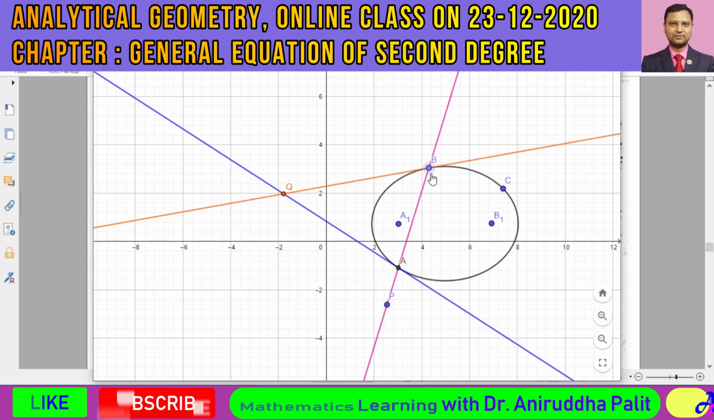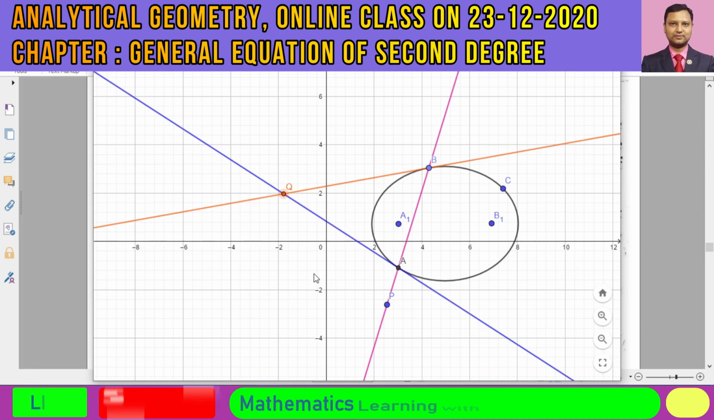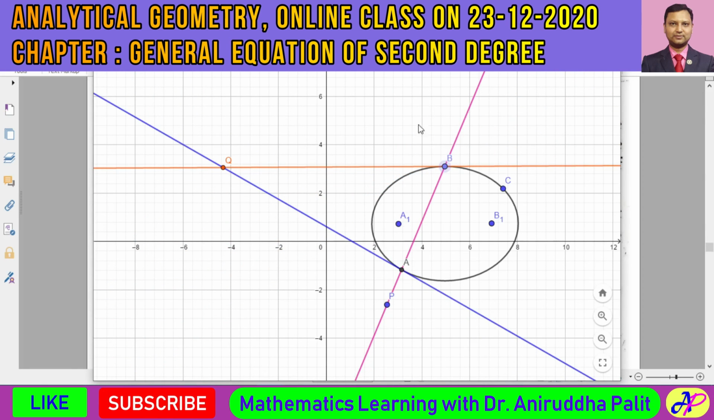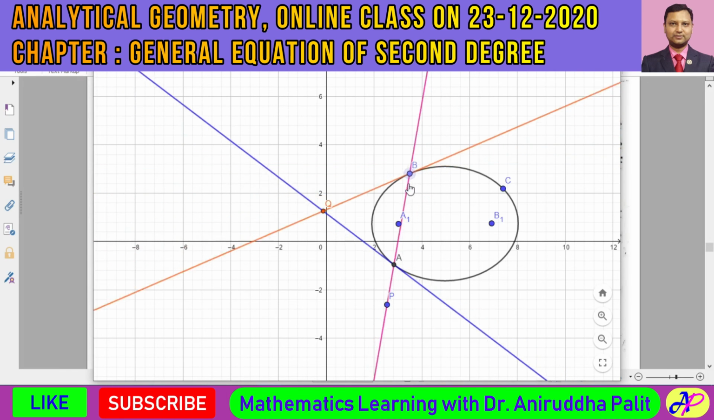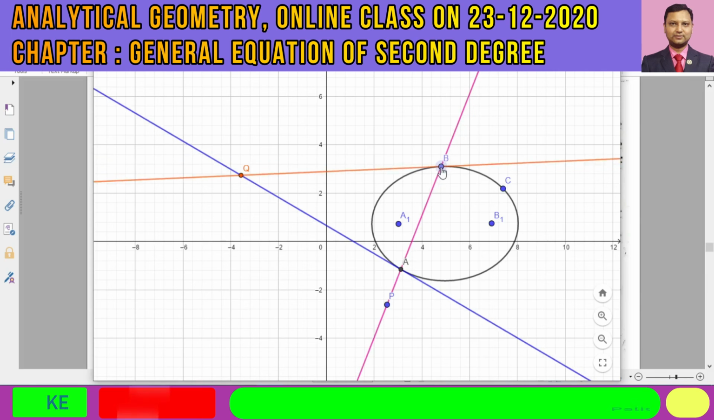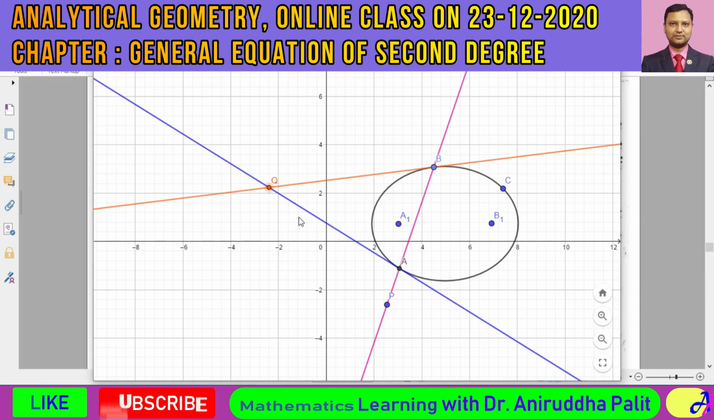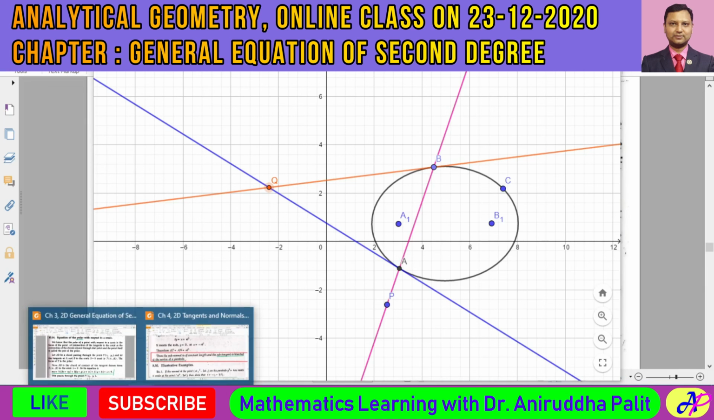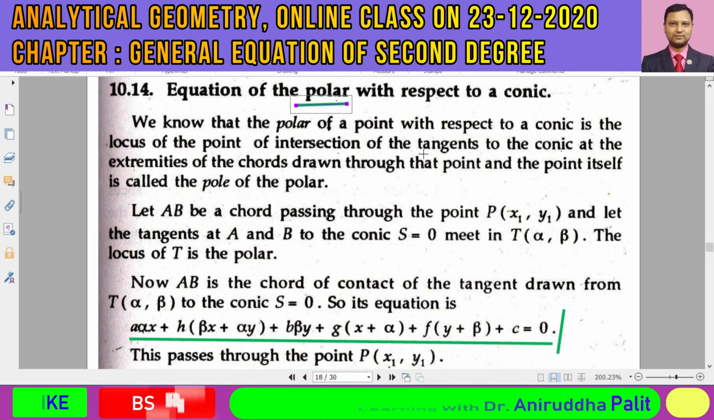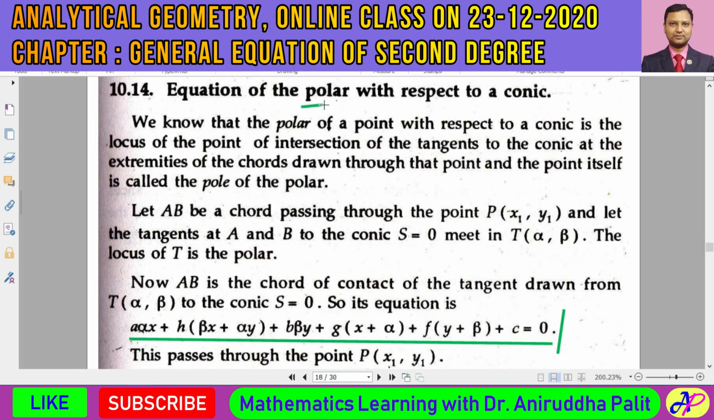You observe that these two tangents have a point of intersection, the point Q. As we change the position of the straight line AB passing through the point P, P is fixed, but you see the position of Q is also changing. Now I am defining that the locus of the point Q is called the polar, and we shall show in the next class that this polar is nothing but a straight line.